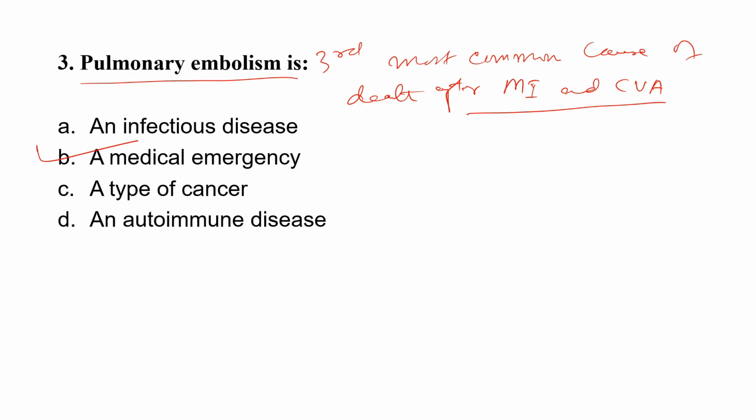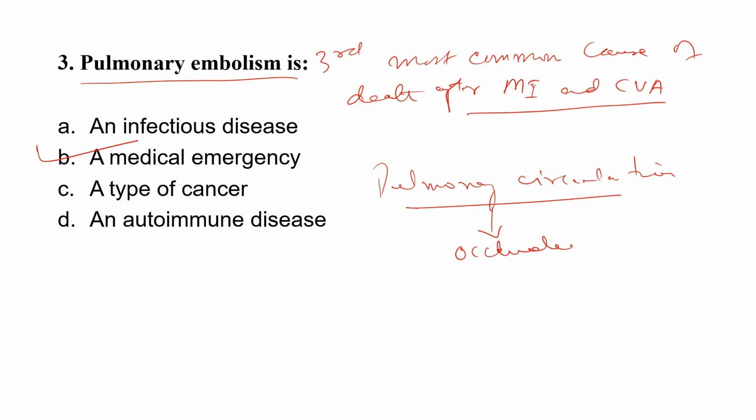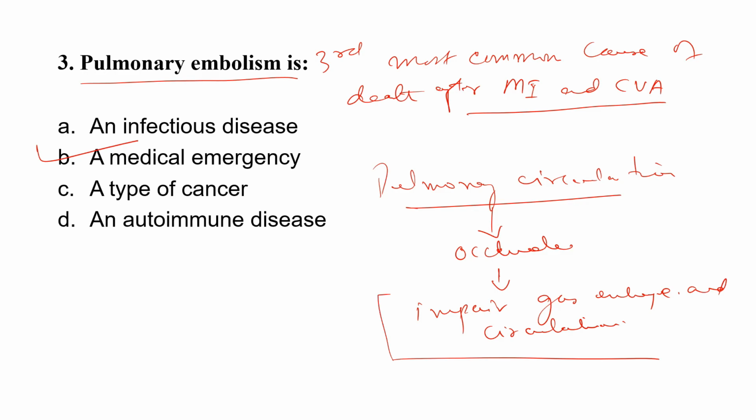present in the deep veins gets detached and mobilized into the pulmonary circulations, and after reaching the pulmonary circulation it gets attached or occludes this pulmonary circulation, thereby impairing the gas exchange and circulation, and eventually leads to patient death.